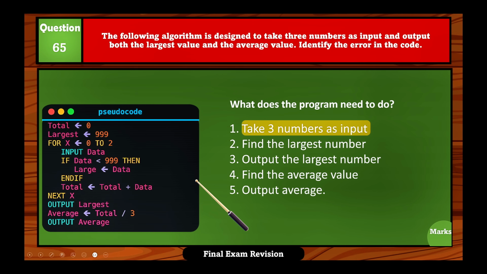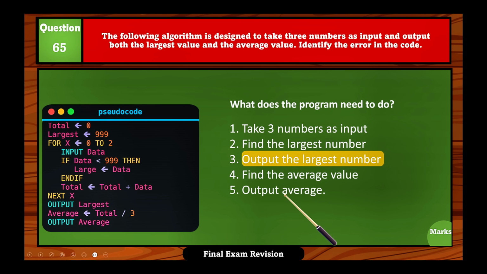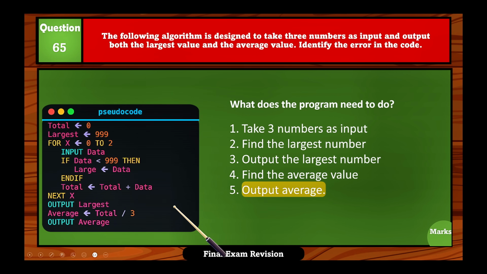Okay, now let's see another method of finding the errors in the code. The following algorithm is designed to take 3 numbers as input and output both the largest value and the average value. Identify the error in the code. In this method, we first need to find out what the requirements of the program are. Here I have listed the requirements first. It asks a user to input 3 numbers. Then it finds the largest number, outputs the largest number, finds the average value, and outputs the average value. So these are the 5 requirements that we need this program to fulfill.